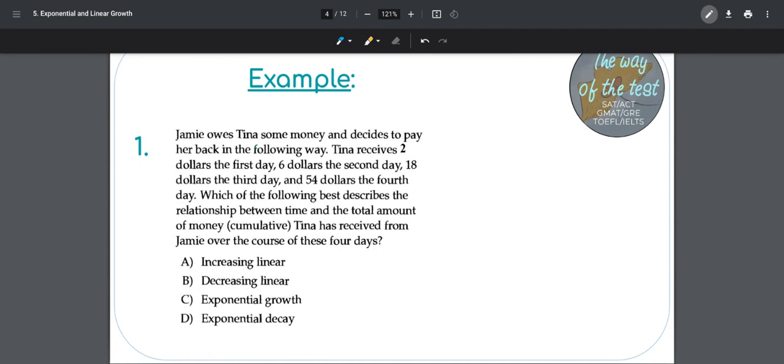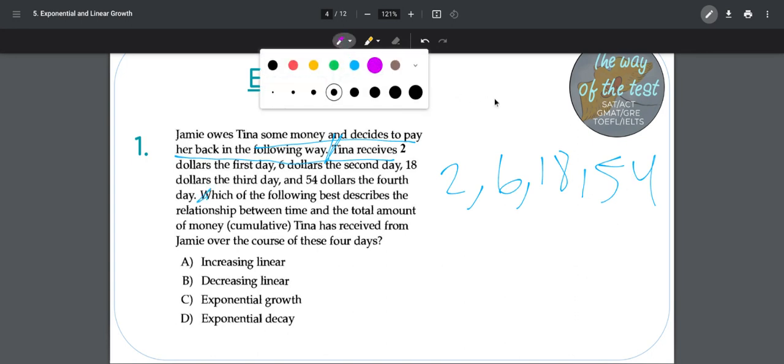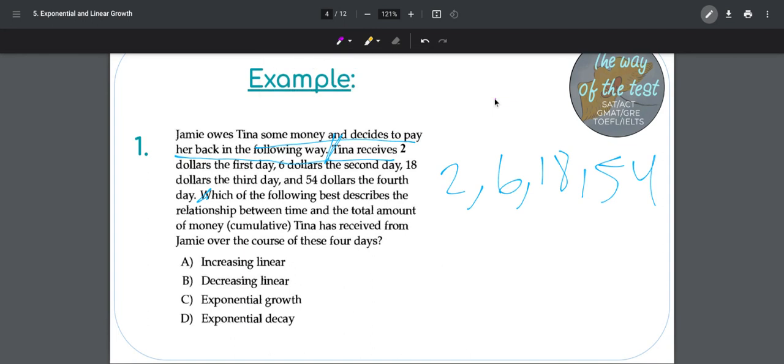Jamie owes Tina some money and decides to pay her back in the following way. Tina receives $2 the first day, then $6, then $18, and then $54. And then the question is, which of the following represents? First of all, we can see that the amount of dollars is increasing, so any alternative that says decrease or decay, we're going to eliminate. Now, is it linear or exponential? Just by looking at it, you can kind of tell that it's linear, but we still have to make sure.